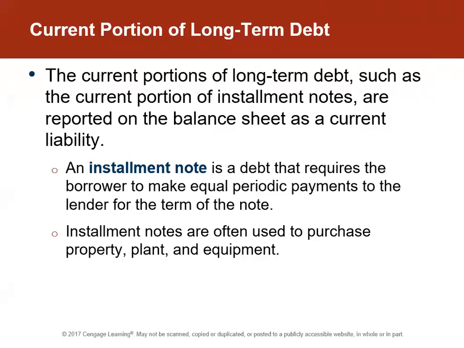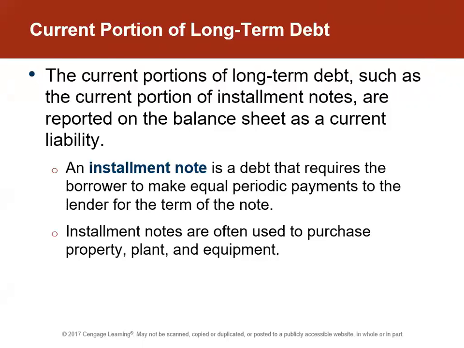So if we have any installment note, most likely on equipment or vehicles or mortgages, land, that sort of thing, any portion that we're going to pay this year, we need to include as a current liability. And then anything that's due beyond this year is going to be the long-term liability, okay?